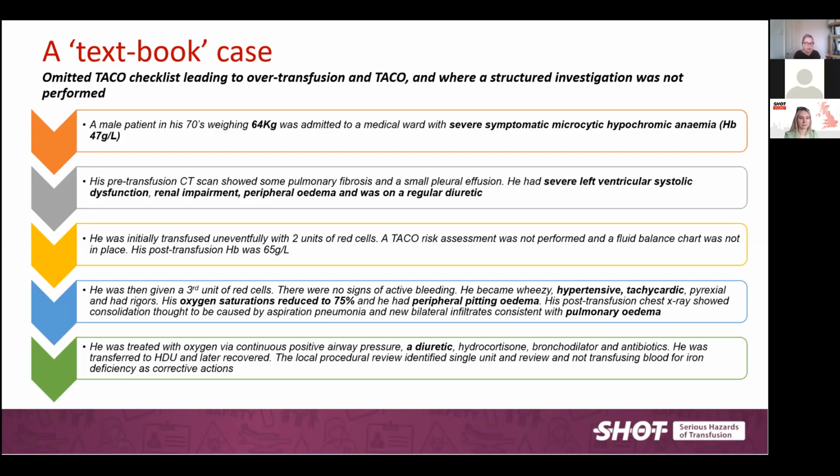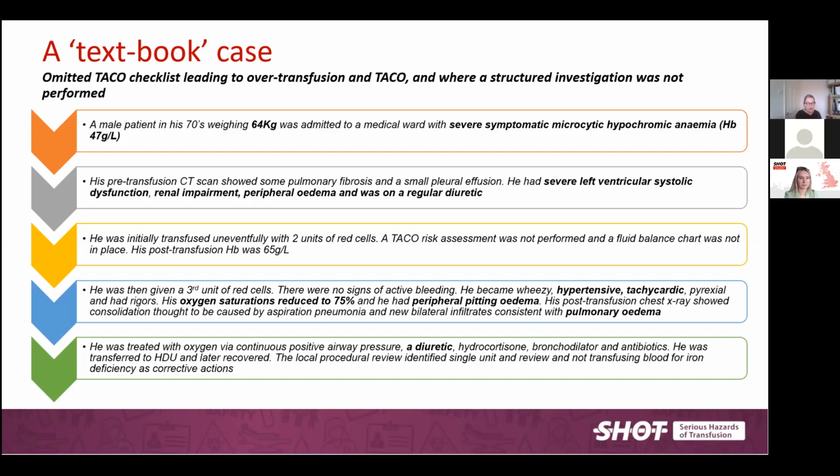His post-transfusion hemoglobin was 65. He was then, for some reason, given a third unit of red cells. There were no signs of active bleeding. He became wheezy, hypertensive, tachycardic, pyrexial, and had rigors. Sats down to 75%, and he had peripheral pitting edema. Post-transfusion chest x-ray showed some consolidation, but also some new bilateral infiltrates that were consistent with pulmonary edema.